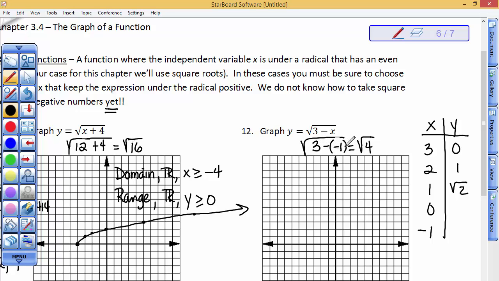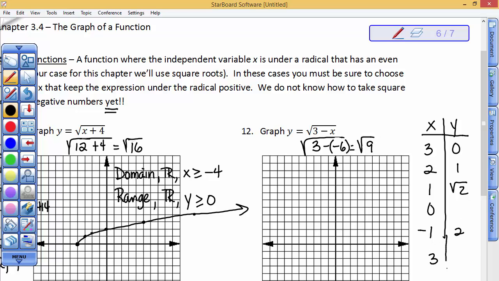The next one I'd be shooting for is to get a 9 in here because the square root of 9 is 3. I would have to put a negative 6 right here because 3 take away a negative 6 is 9 and the square root of 9 is 3. I'm sorry, I put in a negative 6 here. All right, so let's go ahead and graph these.